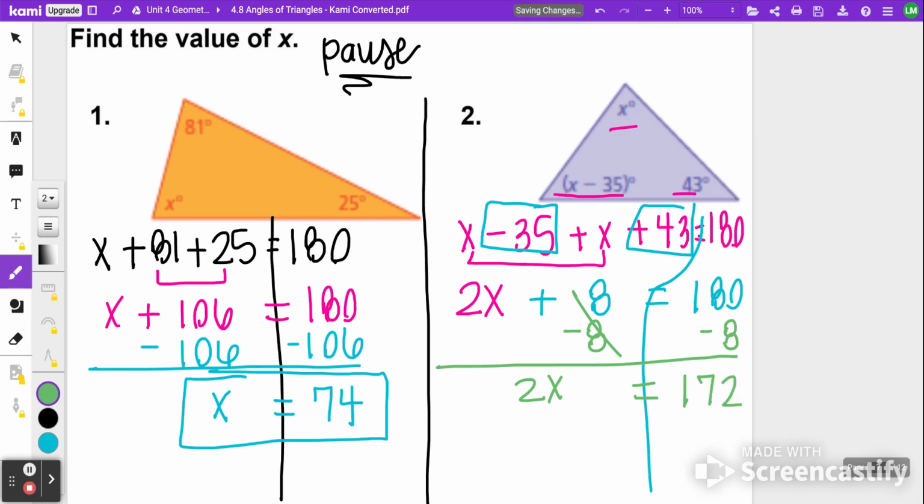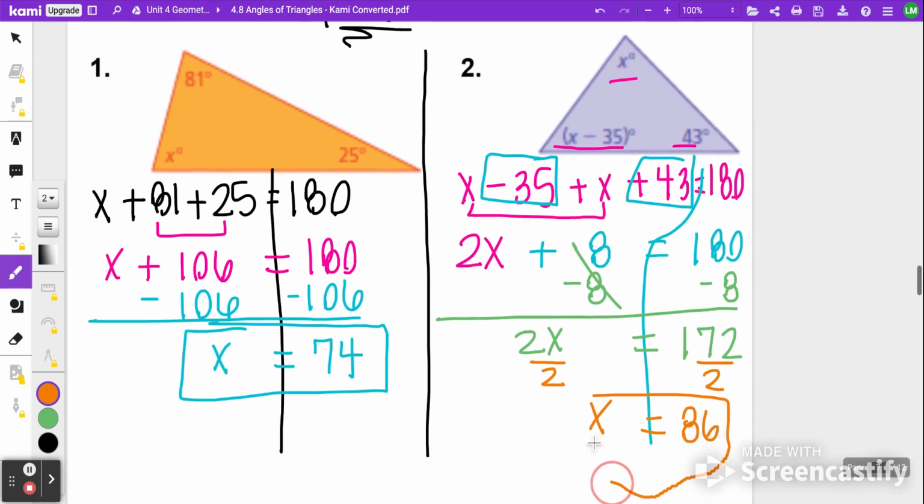Then I'm going to take my 172 and divide it by 2. So let me pull up a different color here. 172 divided by 2 is going to give me 86. So x is equal to 86. How'd you do?